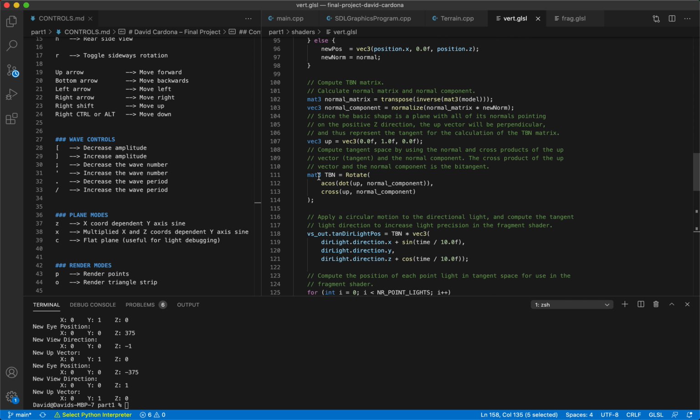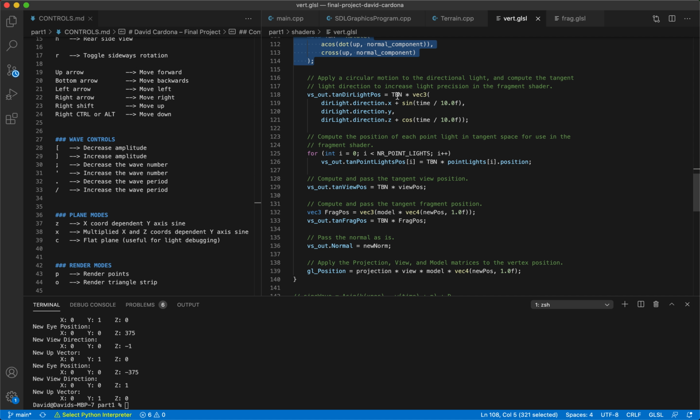Computing the TBN matrix in the absence of tangents was an interesting challenge. Since the normals are pointing outwards in the z direction, it was necessary to create a vector that was perpendicular to that. I am just using an up vector, which is pointing upwards in the y direction, and I am computing the cross product between that up vector and the normal component in order to compute the bitangent. More information on this rotation can be found in Mike Molisani's final project, where he implements tessellation and geometry shaders.